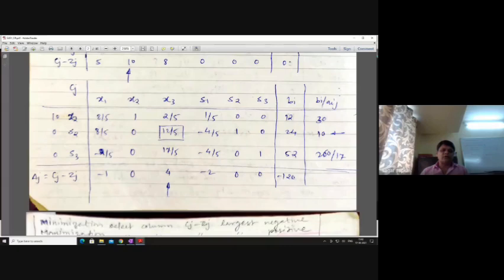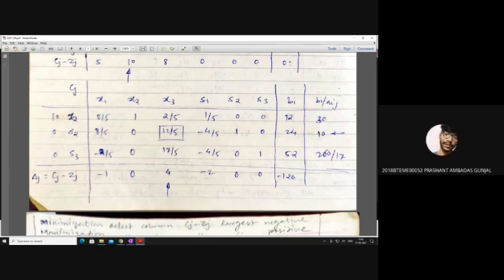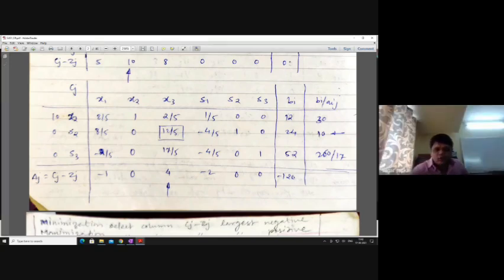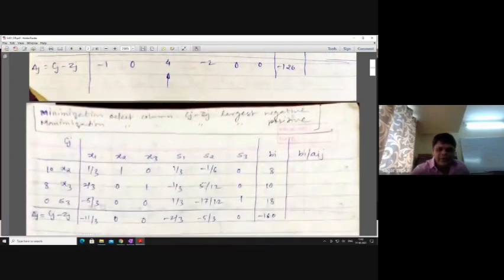And also, if you see the variables which are forming the identity matrix, the Cj minus Zj value is 0 for them. Am I right? Yes, sir. You can check it. Okay, so we can assign BI values to these particular basic variables.